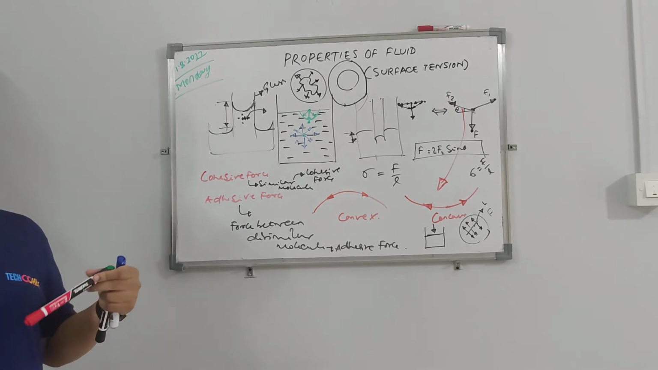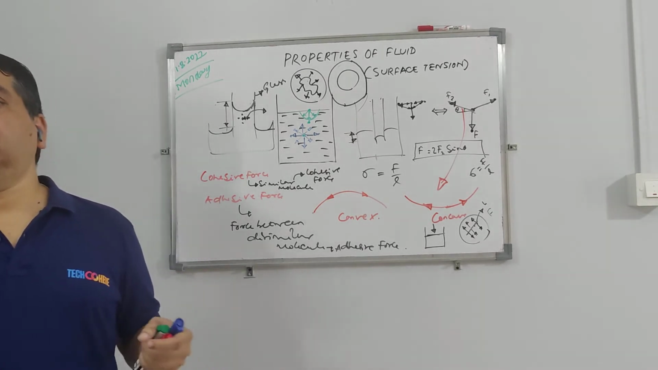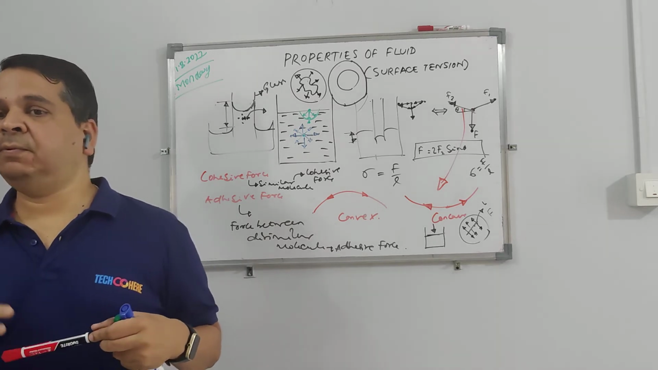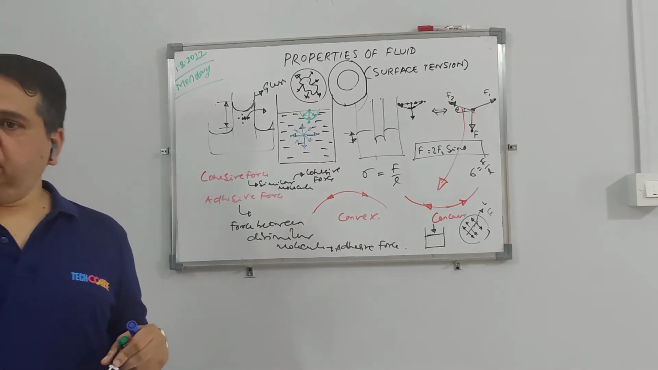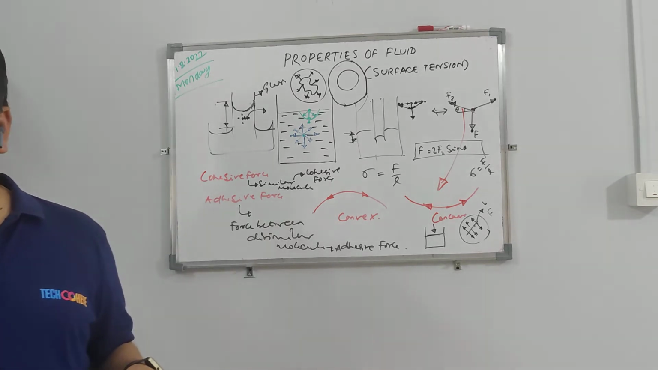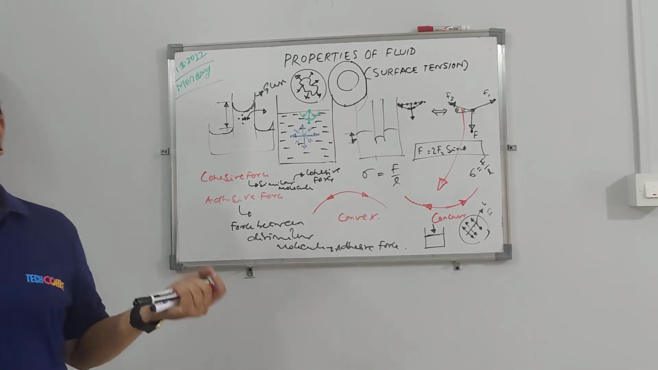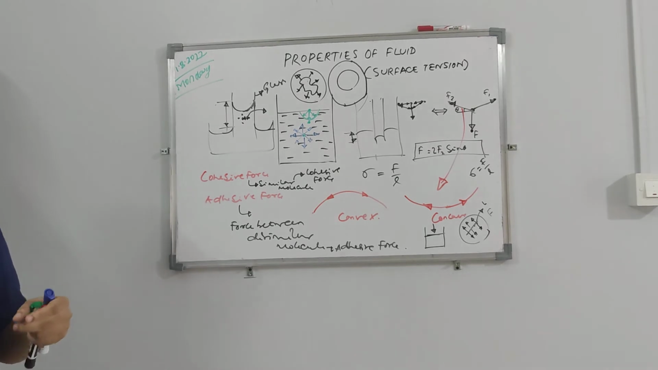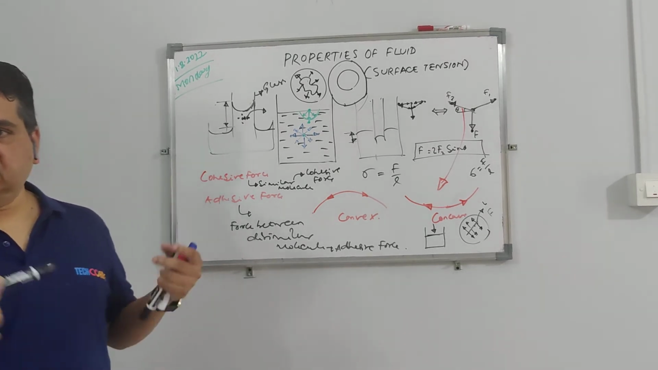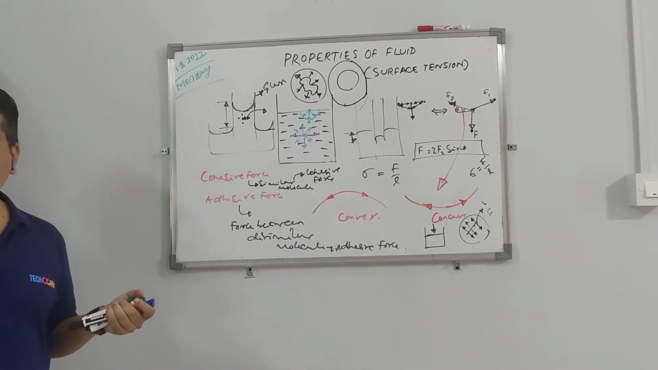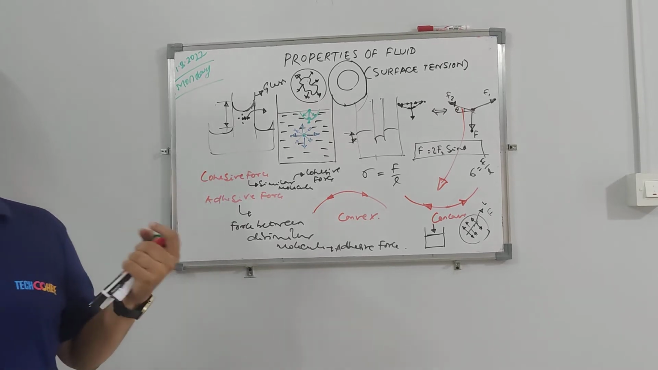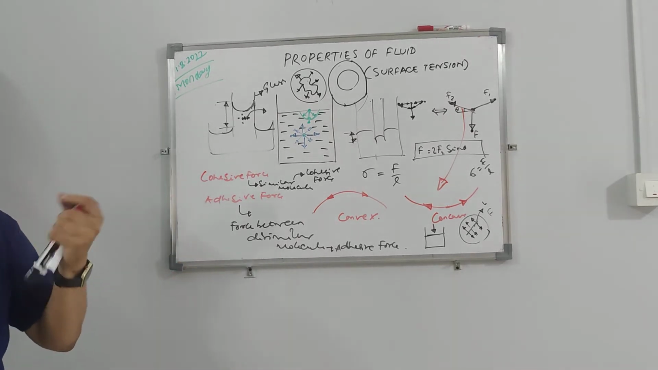For a given volume, the sphere will have the lowest surface area. Say for a given volume we can make a cube, we can make a cylinder, but the sphere will have the least surface area. That's why liquid raindrops try to maintain spherical shape, because they want to make the surface area minimum.